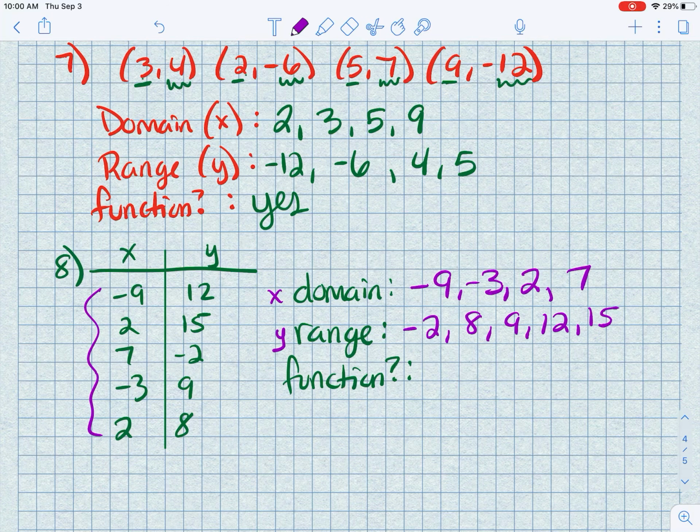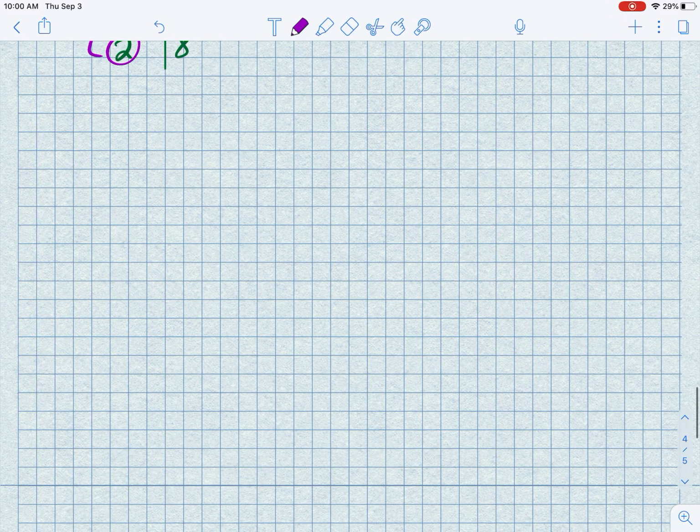Okay, these are our x's, these are our y's. Is it a function? Well, if I look over here at my x's, my 2's repeat. So is it a function? No. Okay, so let's tie this in with a graph. You can do domain and range from a graph. You're going to see this a lot more in Algebra 2, but we're going to look at it now. We might practice it a little bit, but we're not going to hit it real hard.